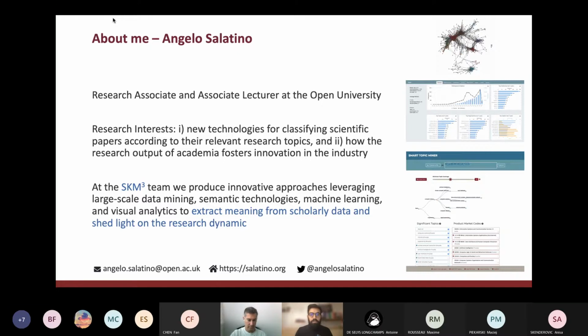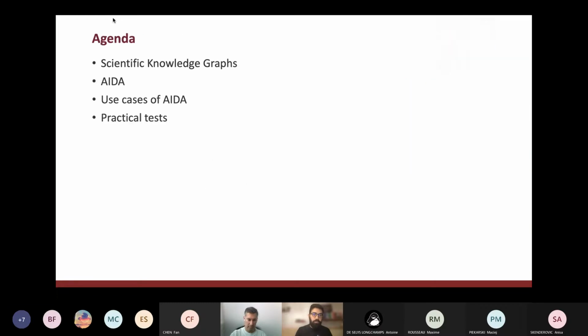I work for the Scheme3 team, which stands for Scholarly Knowledge, Modeling, Mining, and Sense Making. And what we do is we leverage large-scale data mining, semantic technology, machine learning, and visual analytics to extract meaning from scholarly data and shed light on the research dynamic.